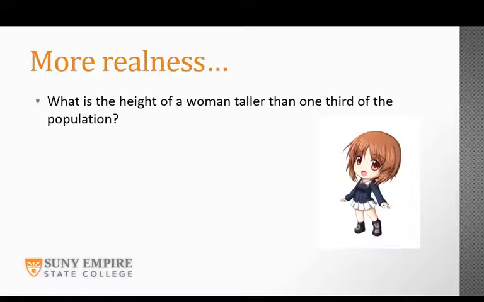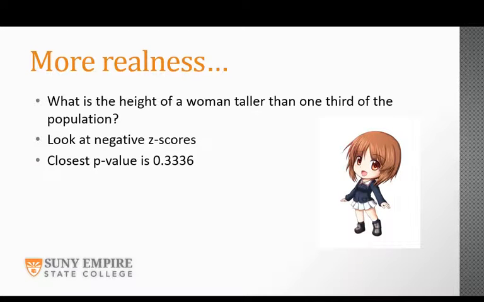We have looked at the population of women aged 20 through 29 in previous resources and discovered that the average height is 64.1 inches with a standard deviation of 2.75 inches. What is the height of a woman taller than 1/3 of this population? For this example, we want a percent less than 50. We need to look at the table of values for negative z-scores. We want to find the decimal equivalent of 1/3, but the closest we can get is 0.3336. This is the p-value for a z-score of negative 0.43.